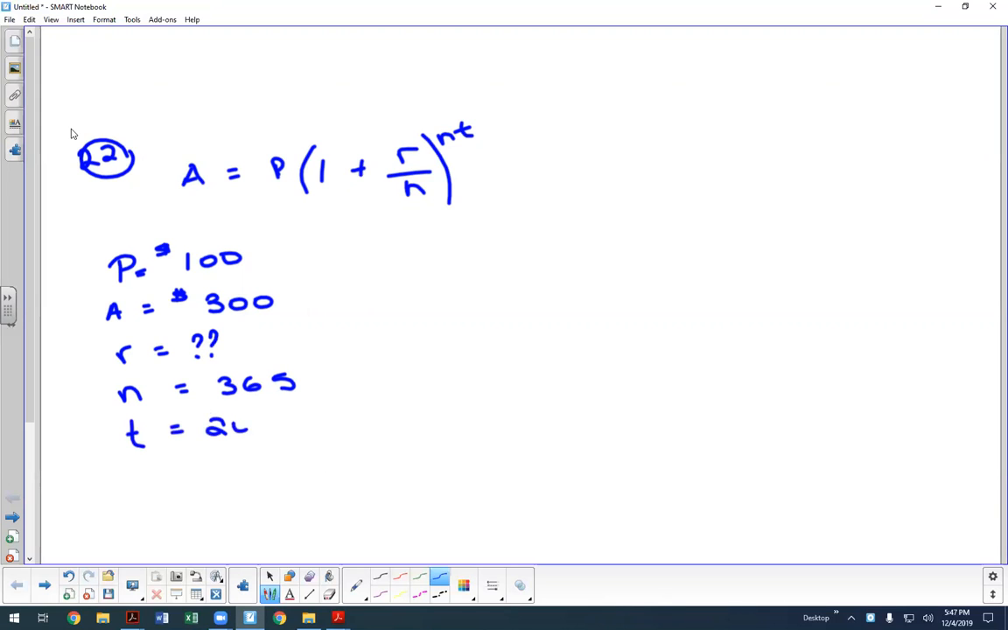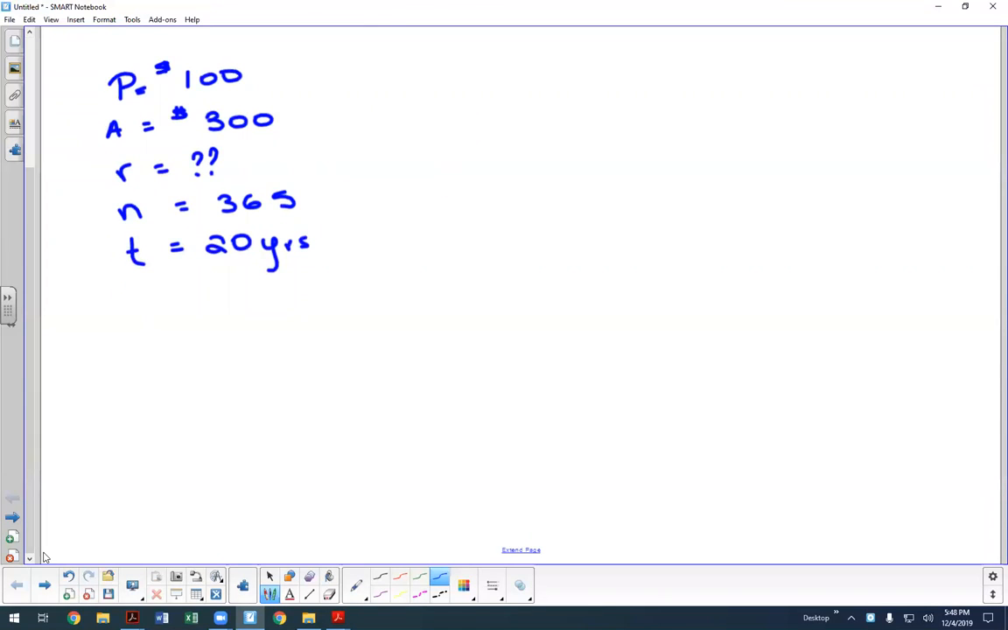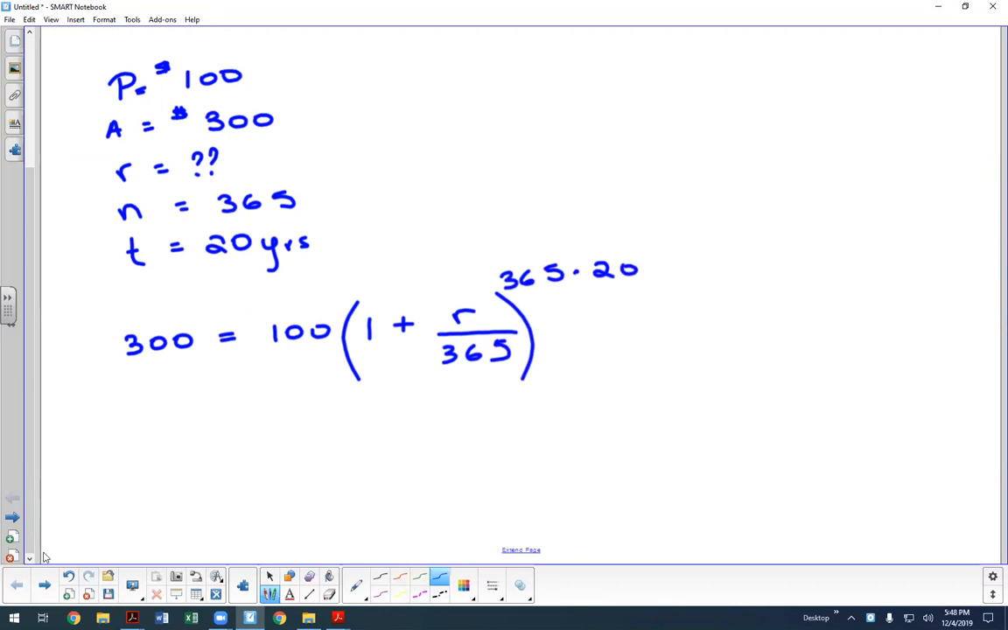And time was 20 years. So a lot of this setup is going to be very similar to the examples we've done before. So we've got $300 as our amount, 100 as our principal. And in parentheses, we have 1 plus r. Of course, r is the unknown value. Daily is 365, that's your n, raised to the exponent of 365 times 1.